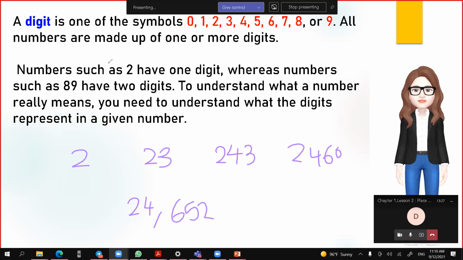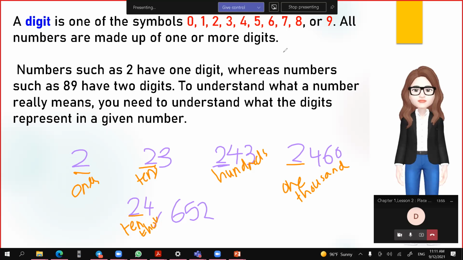Like the digit 2 here: does it have the same value as the 2 in the other number, or here, or here? No. The first one here is in the ones place. The second one is in the tens place. The third one is in hundreds. Here, it's in 1,000. And here, it's in 10,000. So to understand the number, you need to understand the place of each digit.